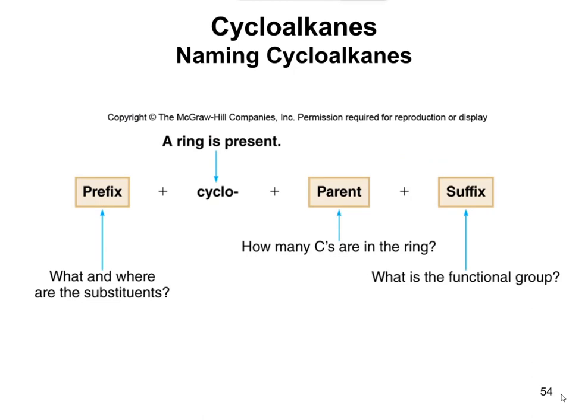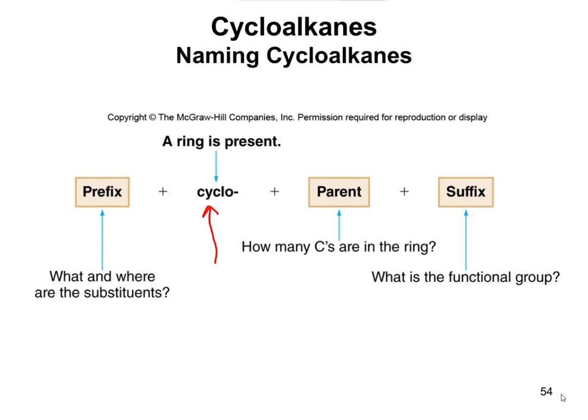Okay, so naming the cycloalkanes. We're going to follow a lot of the same rules as before. The big exception here is we're going to see the word cyclo in there to tell us that there's a ring present. So we're going to have a prefix that talks about the substituents, cyclo, and then the parent, instead of the parent chain, is going to be the parent ring, right? So cyclohexane would be a 6-membered ring, and then a suffix if there's any functional groups, which for right now we're not going to worry about in any of our structures. So all of the ones we're talking about here in this chapter are going to end in ane, right?